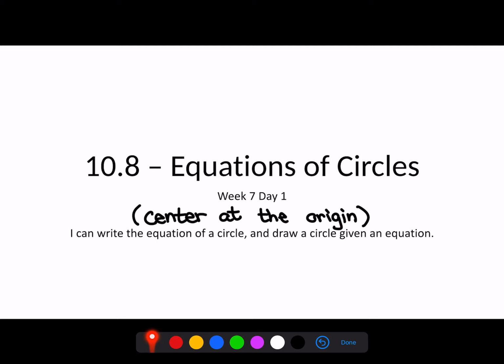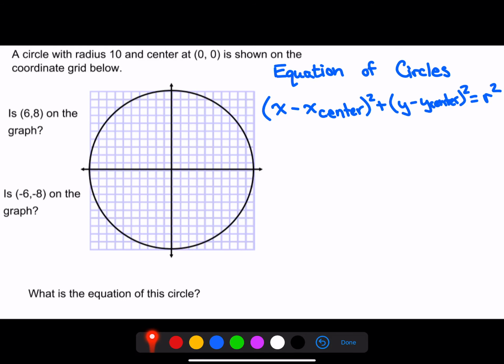So what you guys will be tested on is: I can write the equation of a circle and draw a circle given an equation. So that's what you guys will be working on today. So let's go ahead and get started.